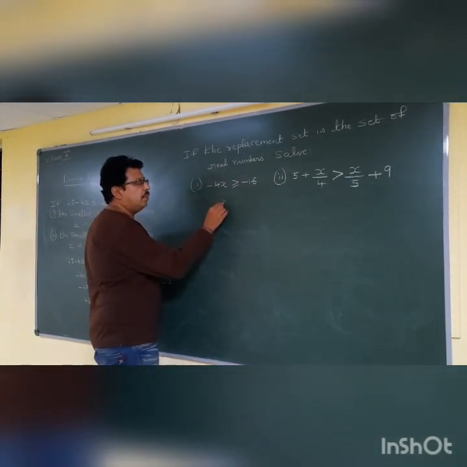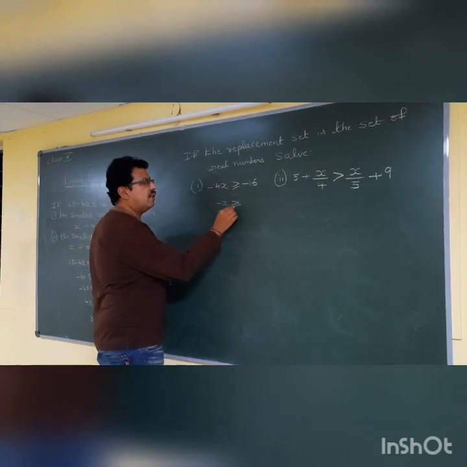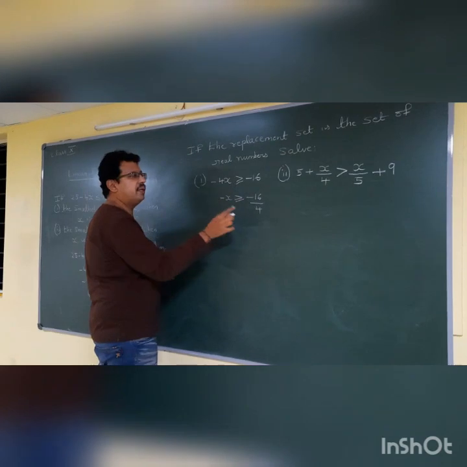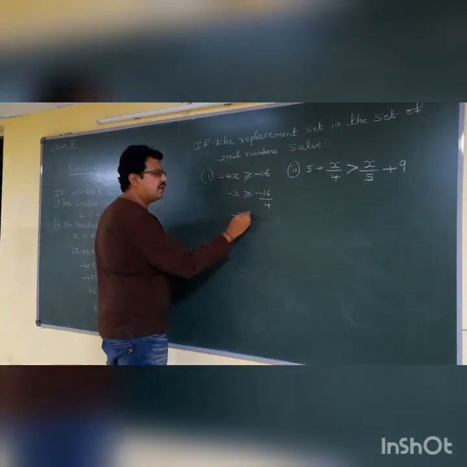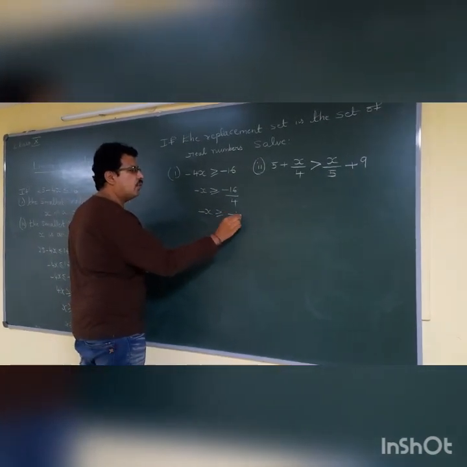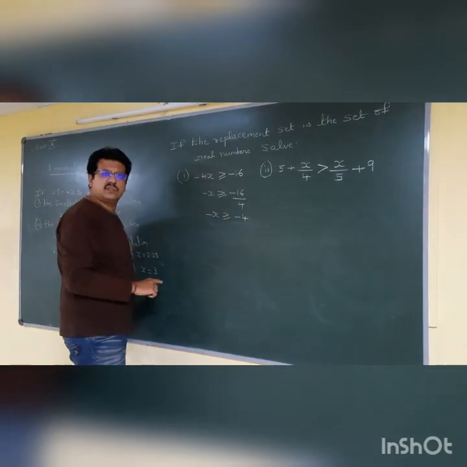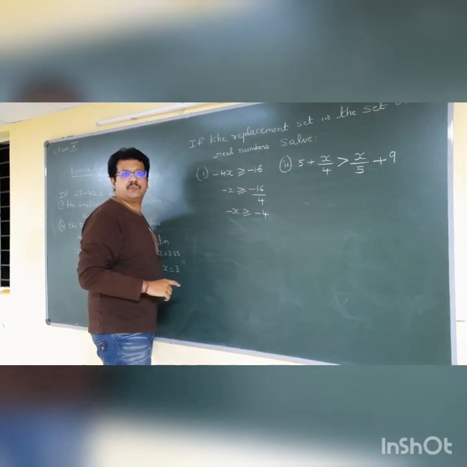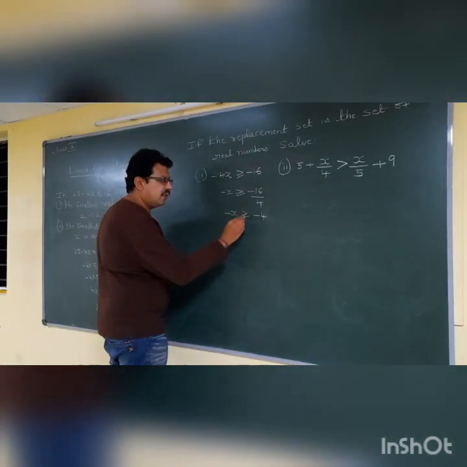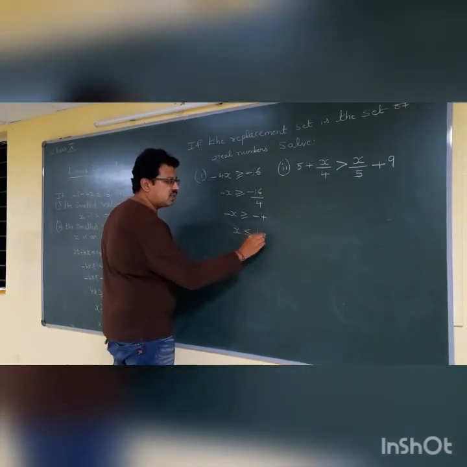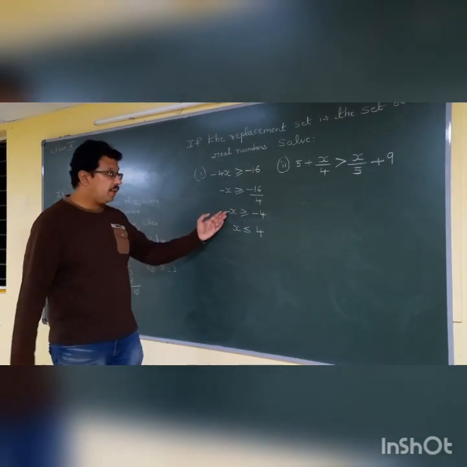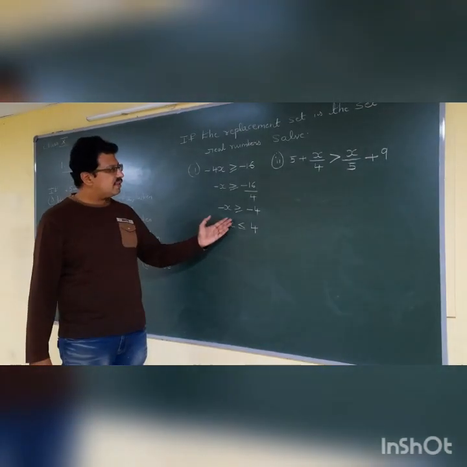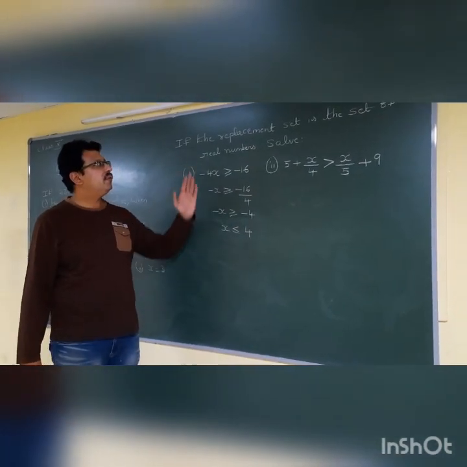So minus x greater than or equal to minus 16 by 4. I have brought the 4 to the denominator. So minus x greater than or equal to minus 4. Again, both sides have minus, so we have to remove the minus. Multiply both sides by minus, it becomes plus: x is less than or equal to plus 4. Because when you multiply both sides by minus, it becomes plus 4.